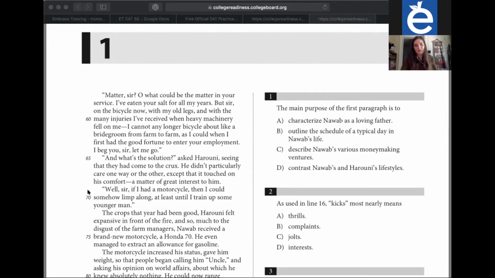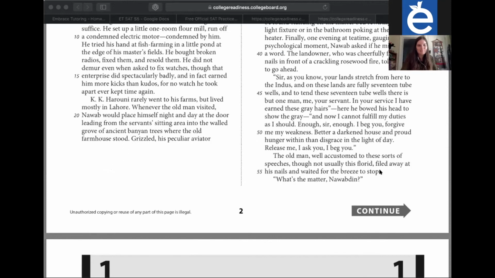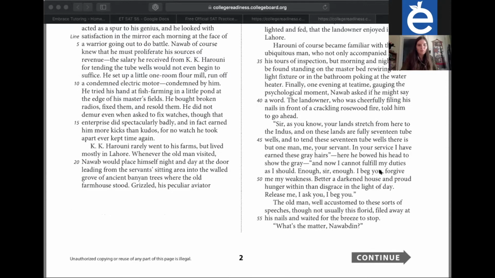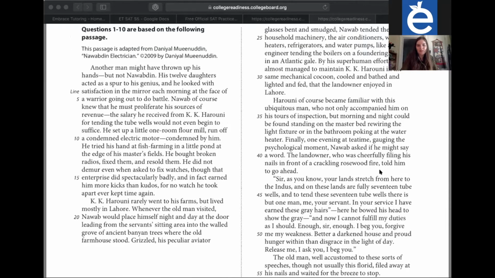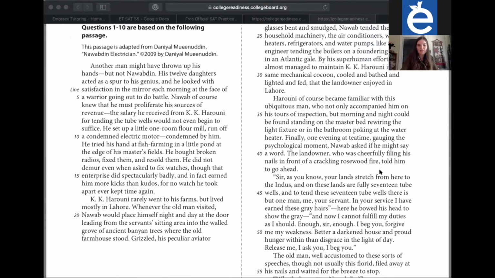C, it is C, for those of you who have gone through this. So basically describing Nawab's various money-making ventures, but let's look at D just to figure out whether or not that would have been a choice that we could have easily eliminated. So to contrast Nawab's and Haruni's lifestyles, we really only get a very little bit of who Haruni is, right?